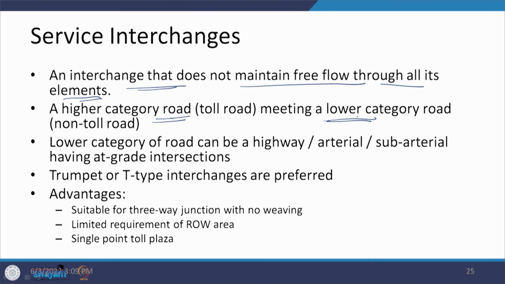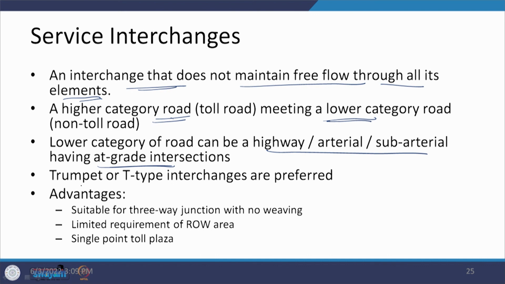When we talk about this lower category of road, it can be anything like a highway, arterial, or subarterial, but this particular road has at-grade intersections, and that is why it is defined as a lower category of road, whereas the other category, wherever it crosses, every location is going to be a grade separation with respect to the other crossing route.